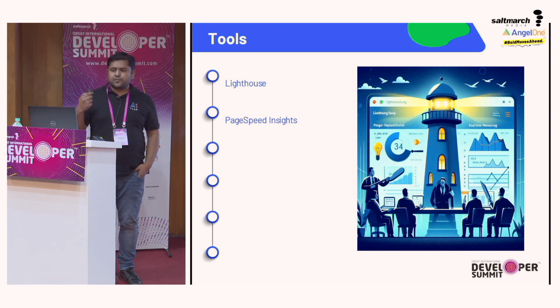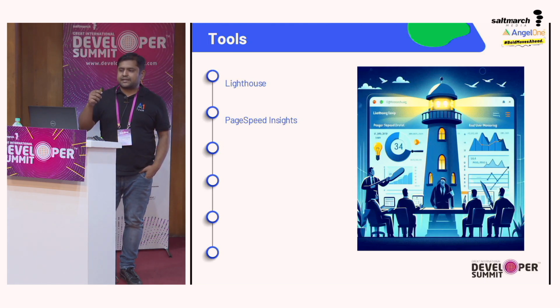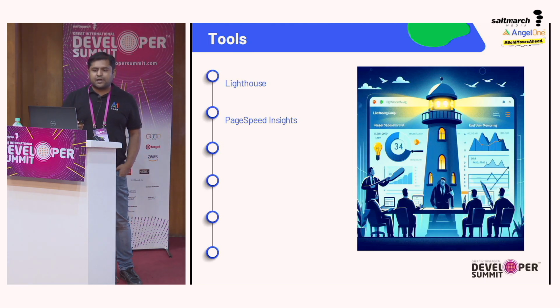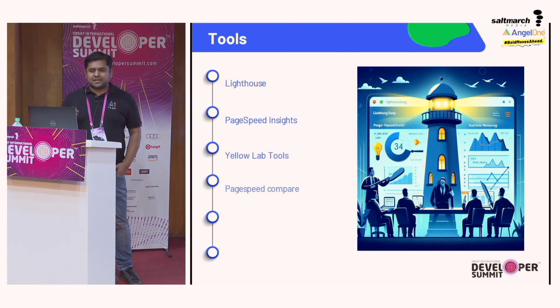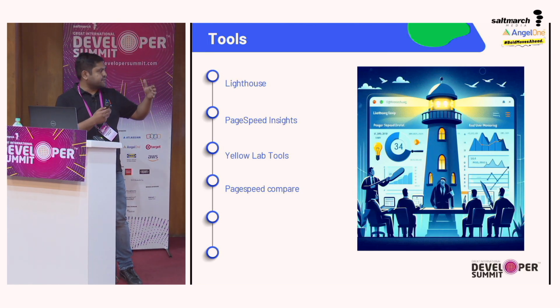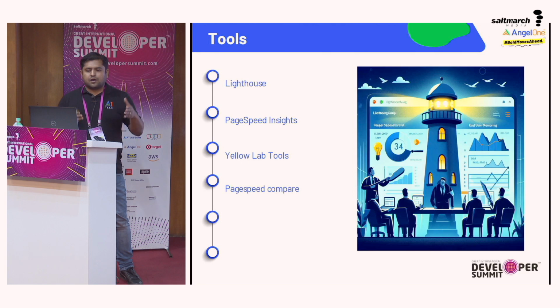In a similar line, there is PageSpeed Insights. This is again from Google. The only thing is this is a controlled environment from Google, which uses Lighthouse under the hood, and it's an online portal. Then there is Yellow Lab Tools. Then there is pagespeed.compare. It's quite a nice site if you want to compare your site against your competitor. You can put in all those links, and it will give a full detail of your page against your competitor.